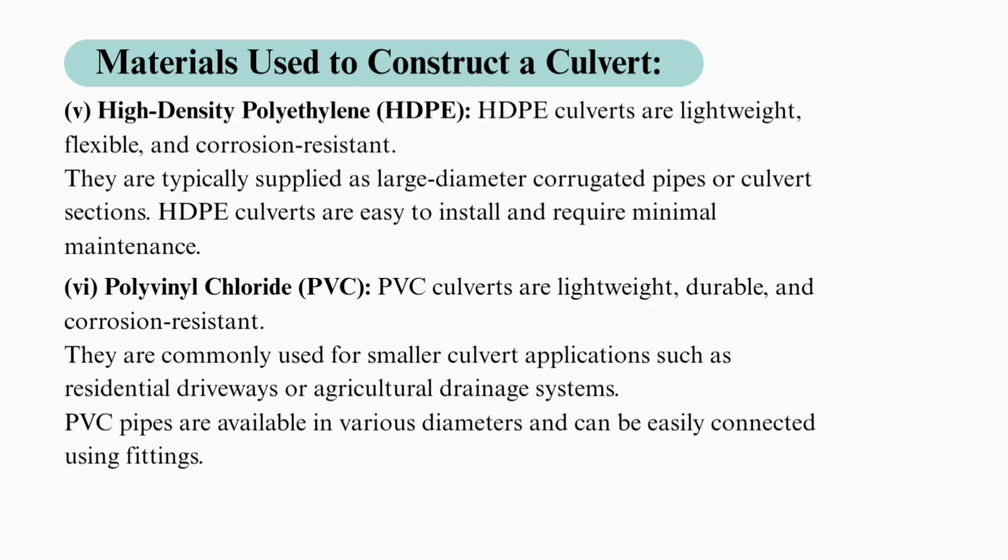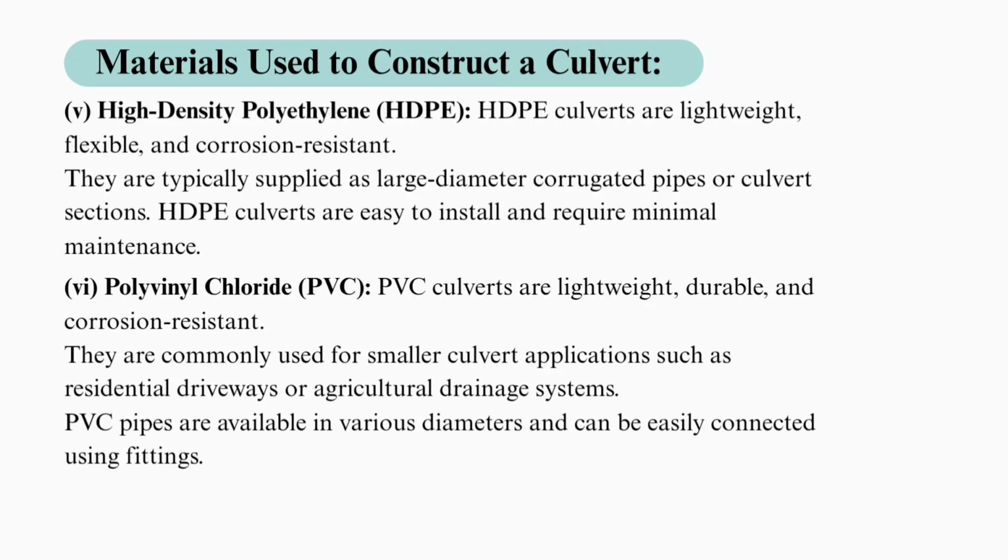Then the next type of culvert is polyvinyl chloride, PVC. PVC culverts are lightweight, durable and corrosion resistant. They are commonly used for smaller culvert applications such as residential driveways or agricultural drainage systems. PVC pipes are available in various diameters and can be easily connected using fittings.